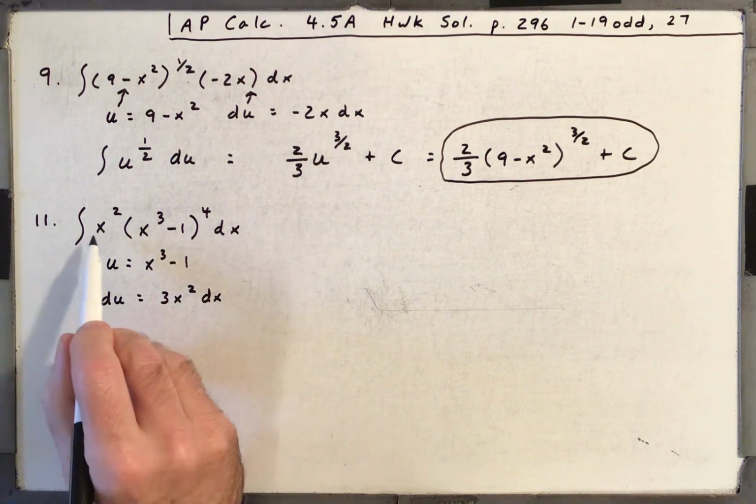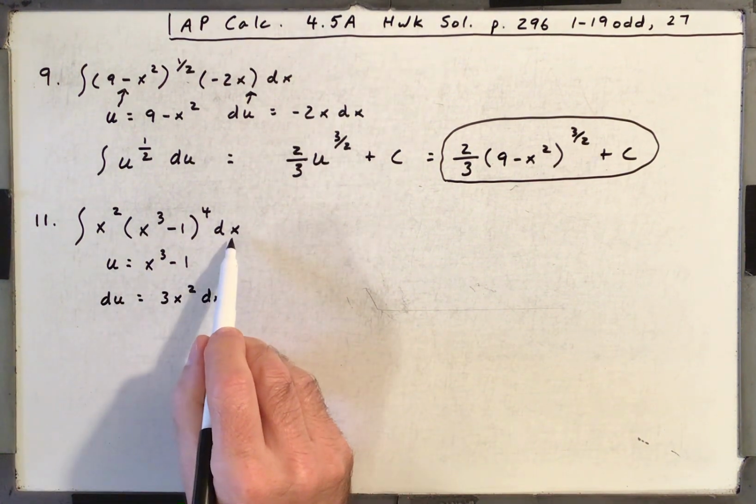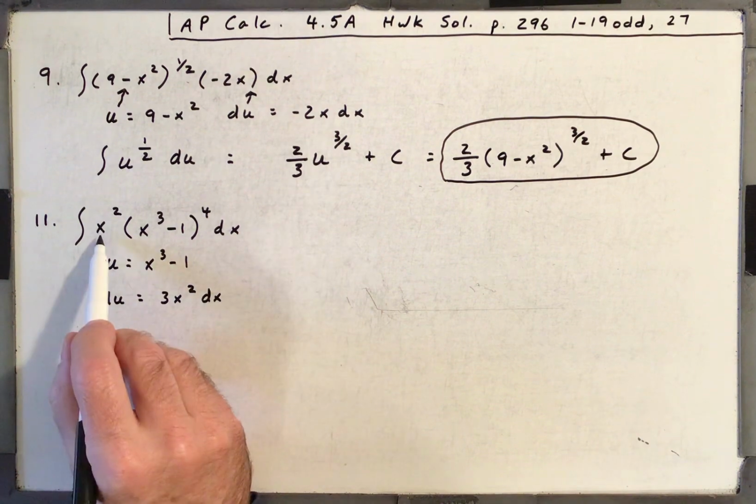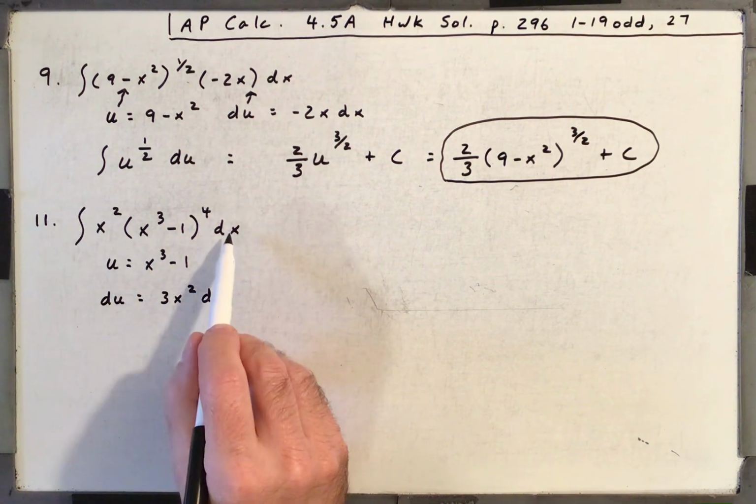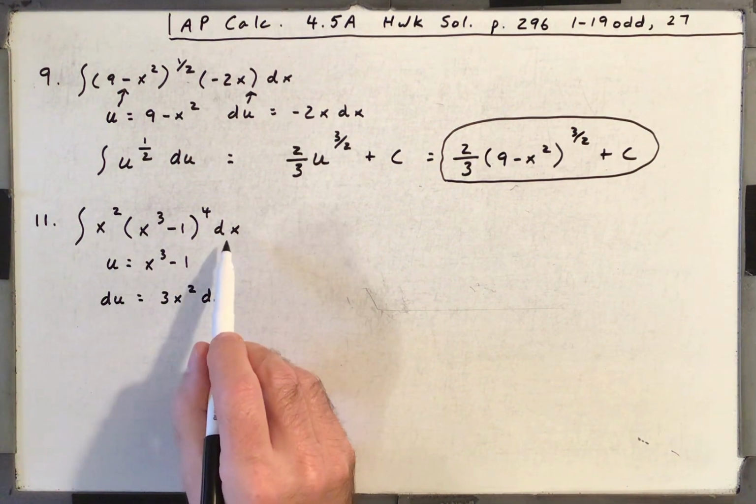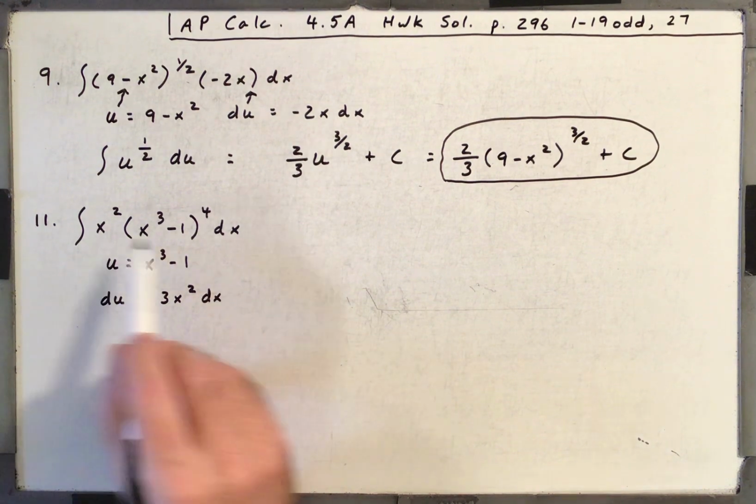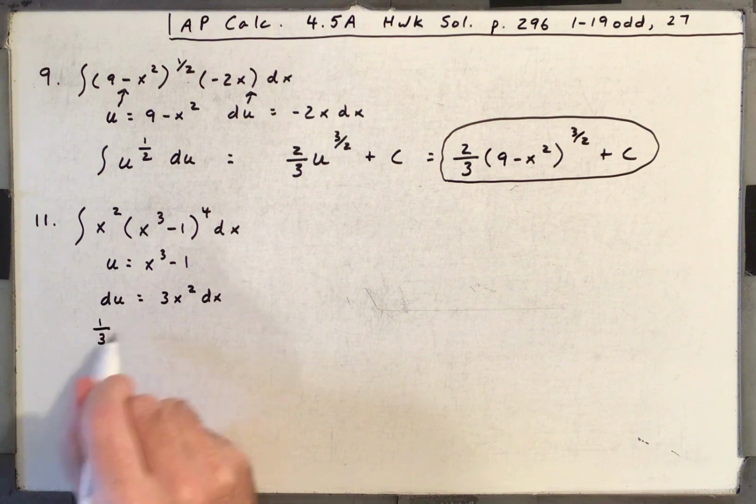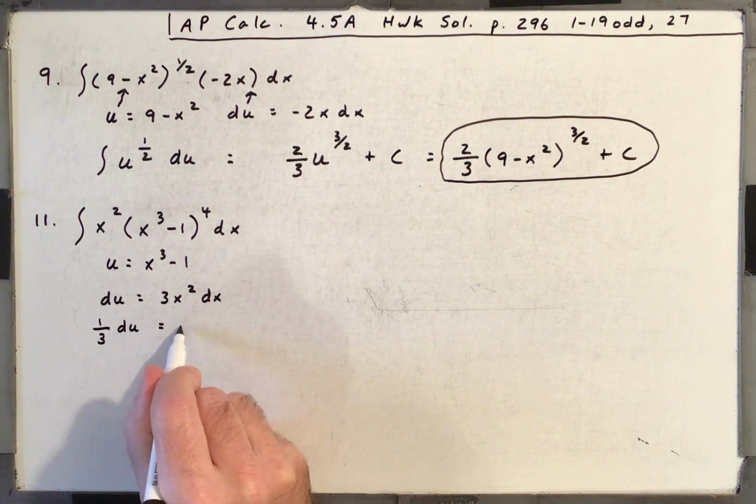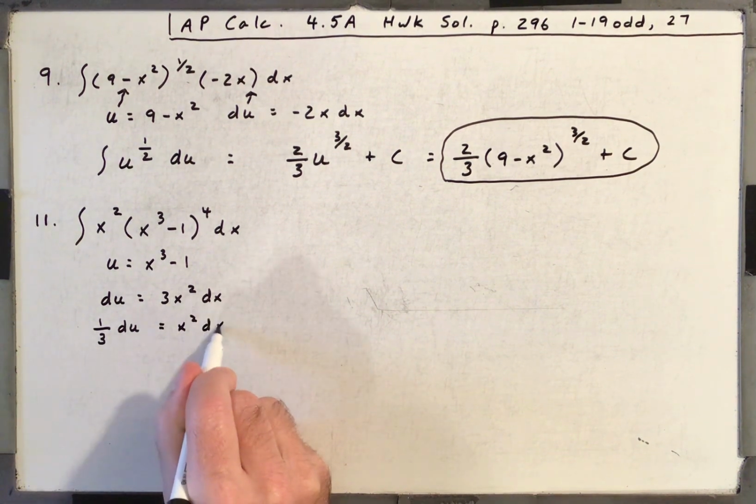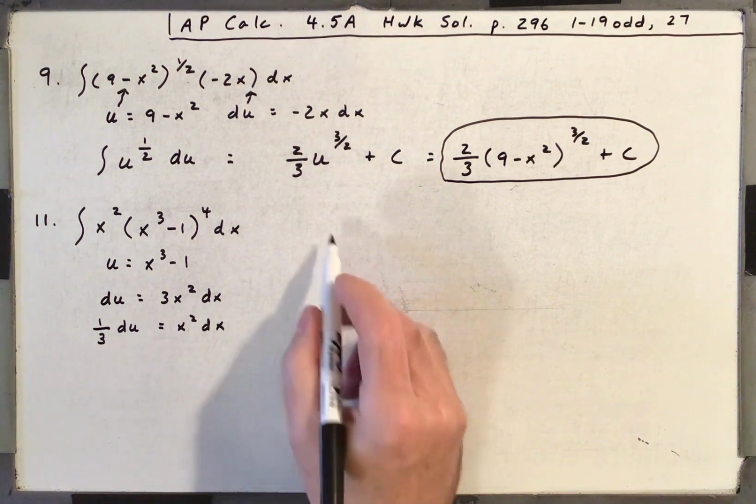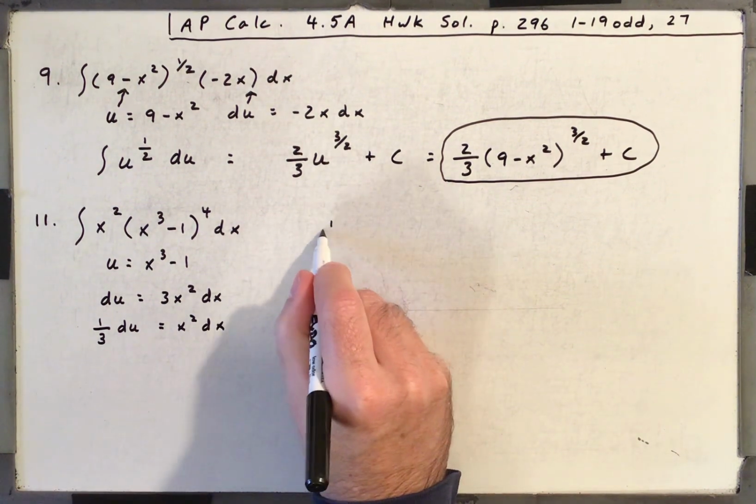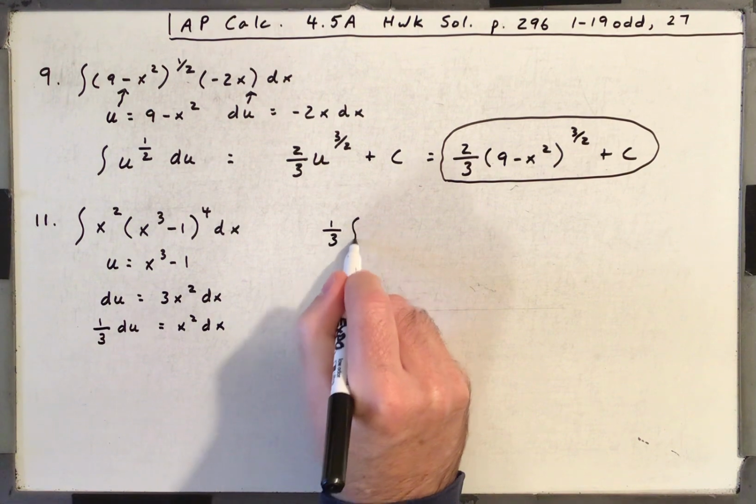Now I need it to be x squared dx. See, the dx is not right next to the x squared. That's okay, it's all multiplication. So it's sitting there, x squared dx. I need to divide both sides by 3. 1/3 du is x squared dx. Now we can rewrite this problem. Let's bring that 1/3 out in front of the integrand.